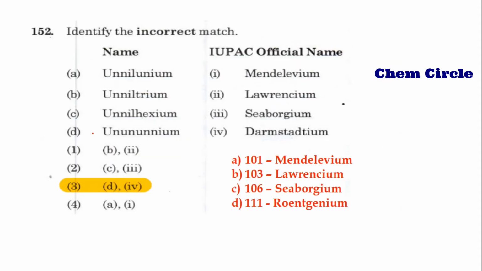Next, from the periodic classification of elements, it's a very easy question. Un represents 1 and nil represents 0, and unnium is 1. So 101 mendelevium is correct. Unniltrium 103 lawrencium also correct. Unnilhexium seaborgium also correct. Unununium 111, actually the answer is roentgenium, but here they give darmstadtium. So option 3 is correct, D and 4.